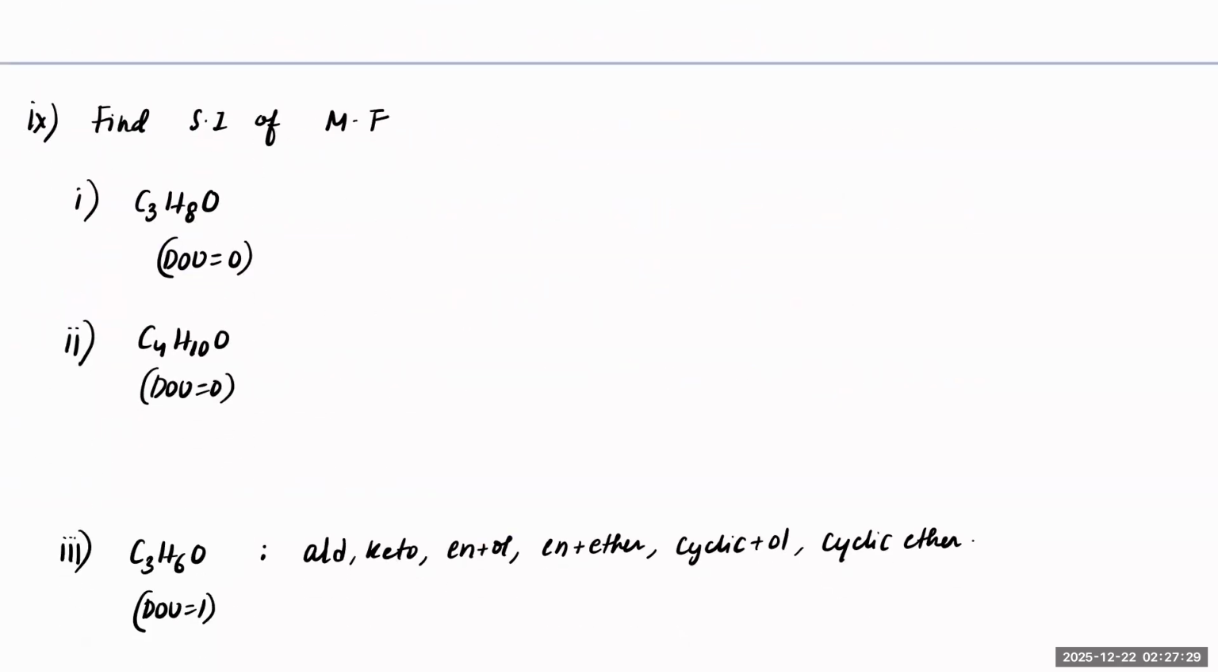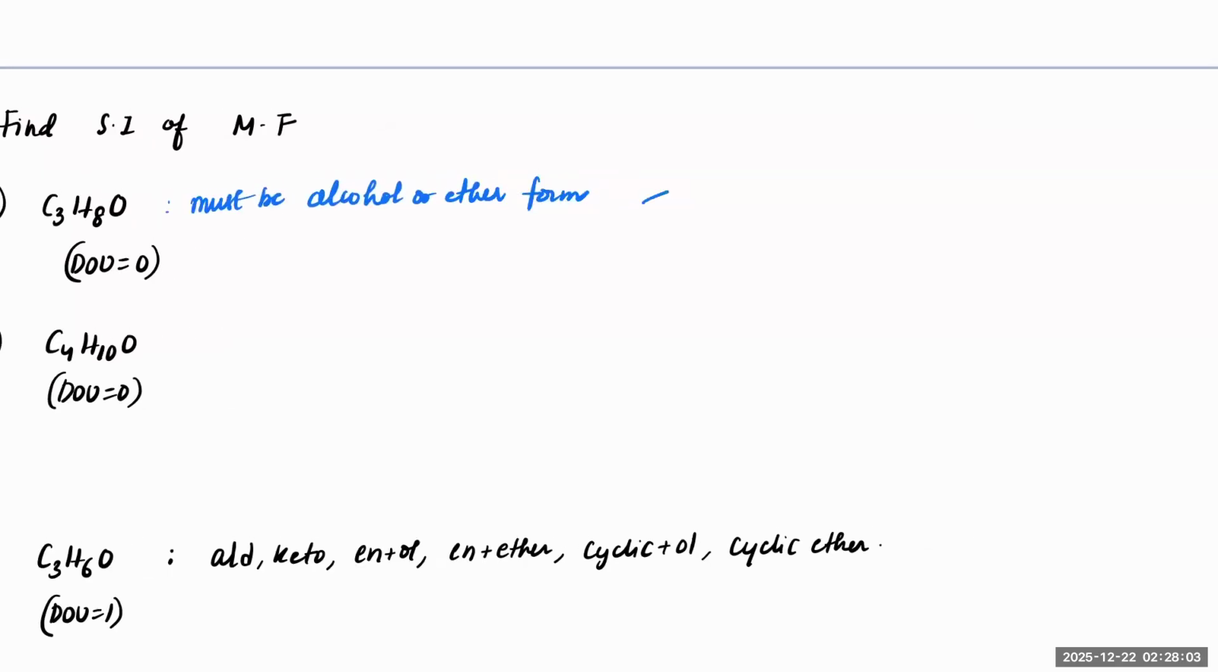See the next one. Find the structural isomers of molecular formula C3H8O. Now we are entering into the zone of all functional groups. I have one oxygen with a degree of unsaturation 0. A single oxygen with a degree of unsaturation 0 implies it must be alcohol or ether forms. Only these two can exist.